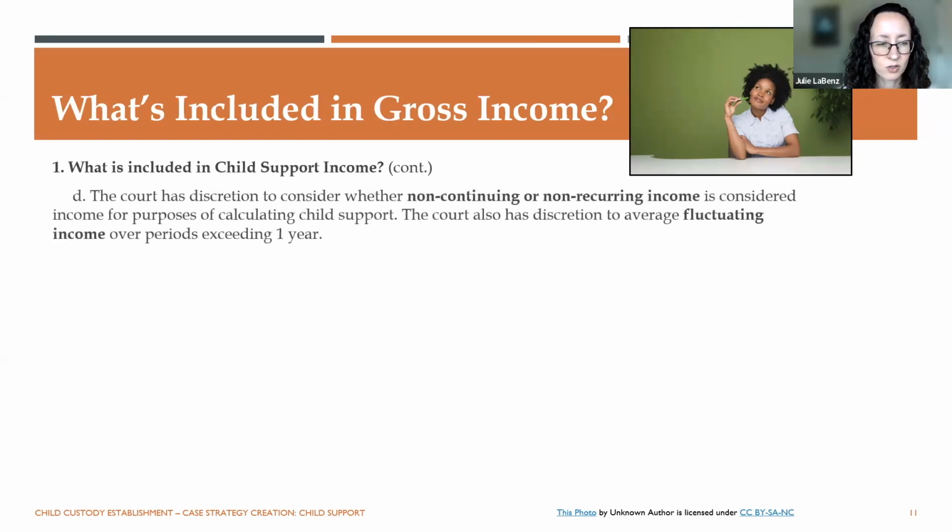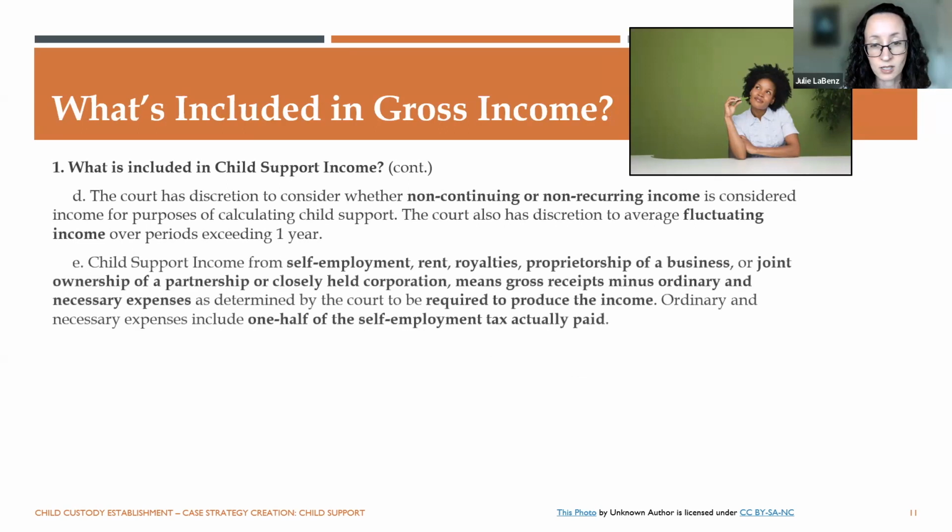What's included in gross income? The court has discretion to consider non-continuing or non-recurring income. And the court also has discretion to average fluctuating income over periods exceeding a year. So the court can decide whether or not to use this non-continuing, non-recurring, or fluctuating income.